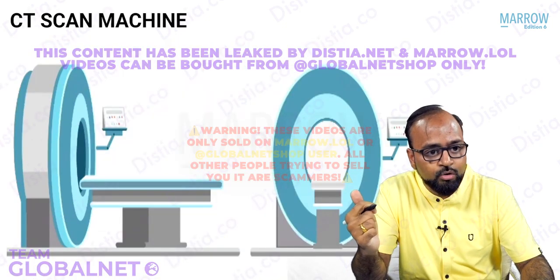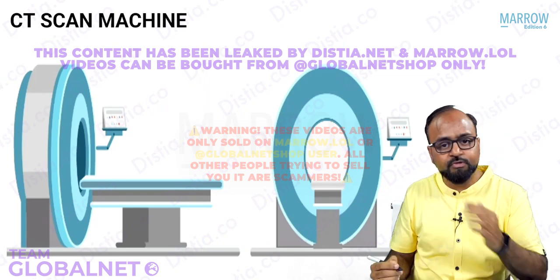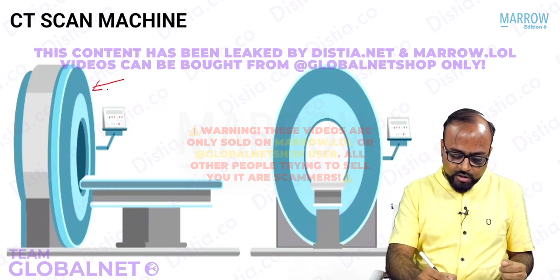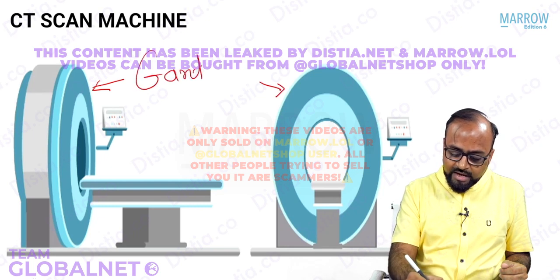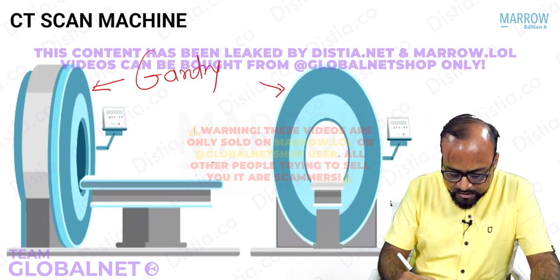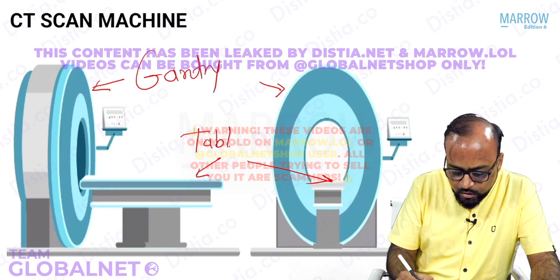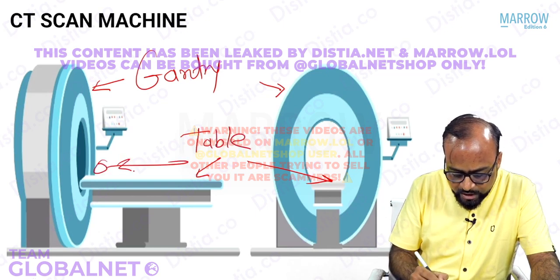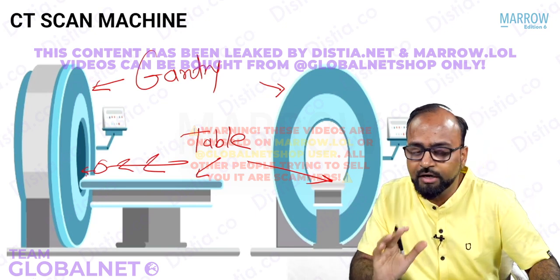Okay, now how does a CT scan machine look like? A CT scan machine looks like this. Now see, this round area of the CT scan machine is called the gantry. What is there inside the gantry, we will see in the animated part. And this is the CT scan machine table on which the patient is going to lie. This table will slide inside, and that is how the CT scan will be done.